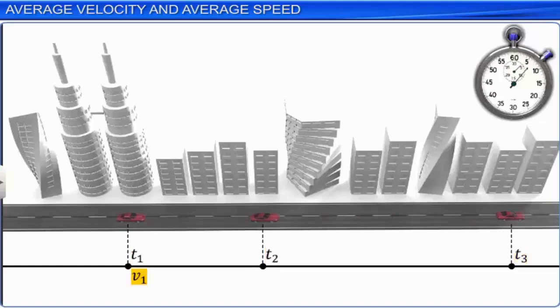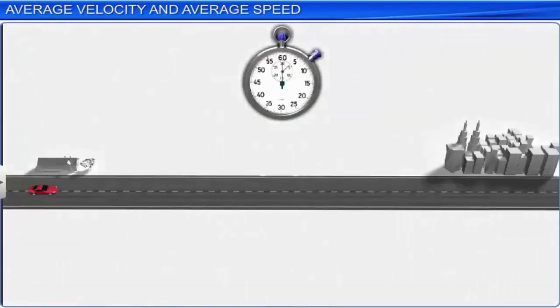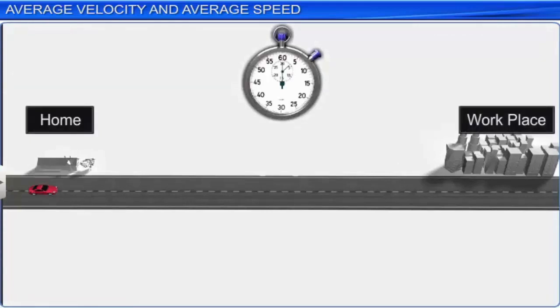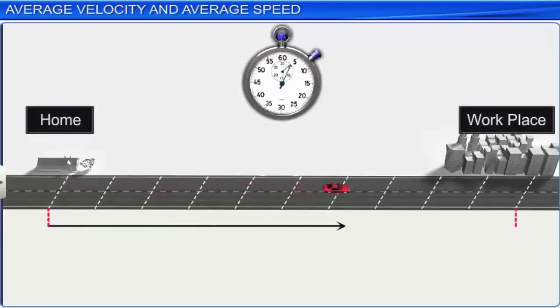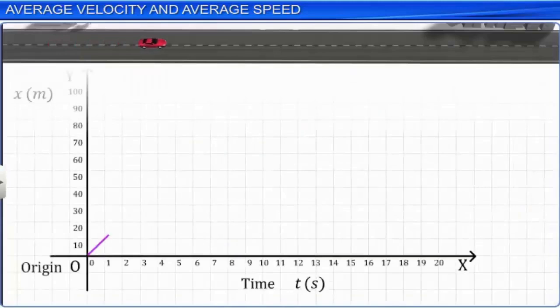Let us consider a scenario where a person is traveling from his home to his workplace and back home in his car. The path traversed by him is a straight line. When he goes to work, the displacement of the car is equal in equal intervals of time. Here, the displacement is considered to be in the positive direction. The xt graph, when plotted for this motion, is a straight line passing through the origin and making a positive acute angle theta with the time axis.